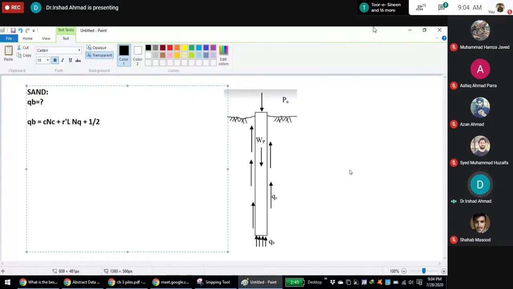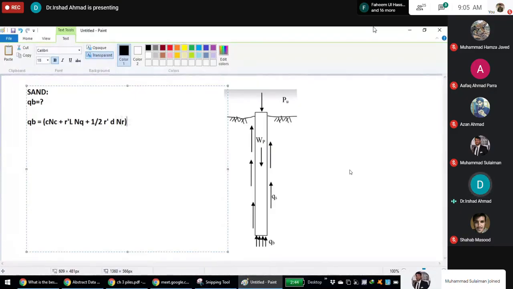Plus 1/2 gamma prime B. Instead of B, you would use D, the diameter of the pile, N gamma. This is actually the gross bearing pressure. And you want net bearing pressure, so minus sigma naught B prime, the effective overburden pressure at the base of the pile.